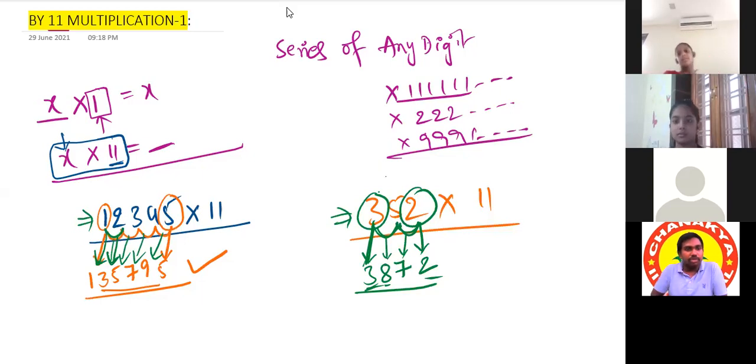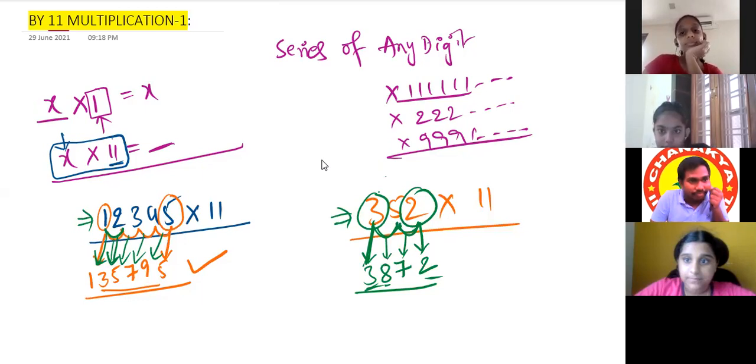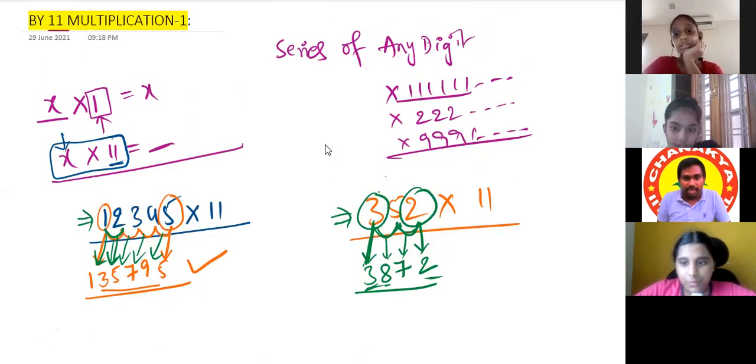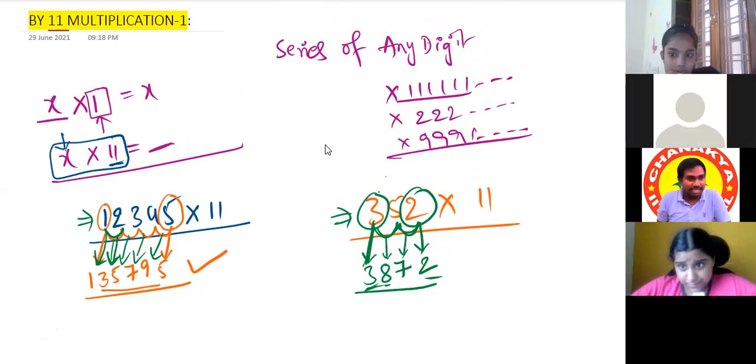Okay. Got it, sir. What is your doubt, Aditi? Sir, if the number is 792. Okay, I got your doubt. I'll clarify that doubt after this exercise. All of you, listen to me. Her doubt is, if we add two digits and it exceeds 10, if we are getting a double digit number, right? Aditi, is that your doubt? Yes, sir. Okay, I'll clarify that doubt after this exercise.